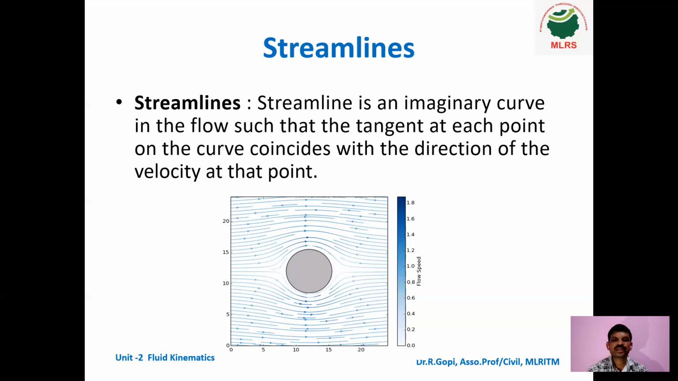So here you can imagine that from here to here it will come at a constant velocity. After touching this solid body, due to the obstruction, the velocity gets reduced. So how do we calculate that velocity? Draw a tangent line for the imaginary curve, and we can get the velocity. So this line is called a streamline.